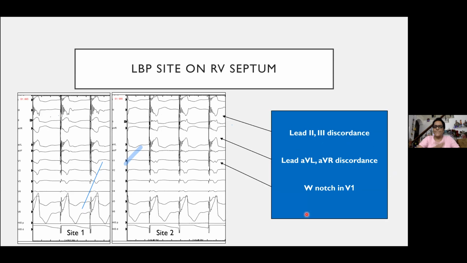So we thought, okay, let's try left bundle pacing. So these are the two sites which we choose for left bundle pacing in this case. Again, I am showing you how I choose my sites. So lead 2 and 3 discordance to show that I'm not too high or too low. Lead aVL and aVR discordance, again to show I'm not too high or too low. And notch in V1 to show that I'm not too anterior. So this is a perfect site for screwing the lead in.